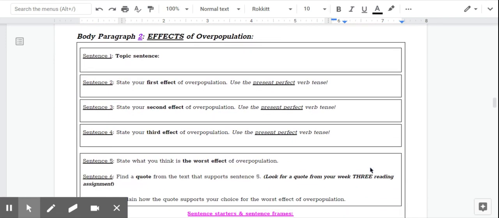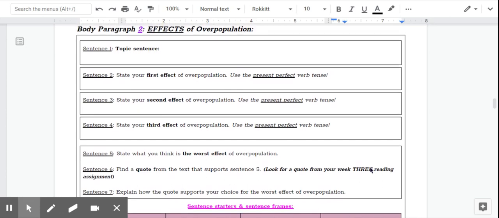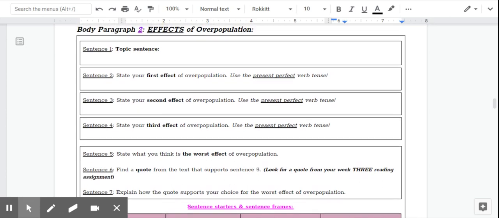Now, if we look at body paragraph 2, this is about the effects of overpopulation. Again, you're going to start with a topic sentence. You're going to introduce the main idea of this paragraph. For sentence number 2, you're going to state the first effect of overpopulation. And here we're really looking for your use of the present perfect verb tense. So, for example, right?